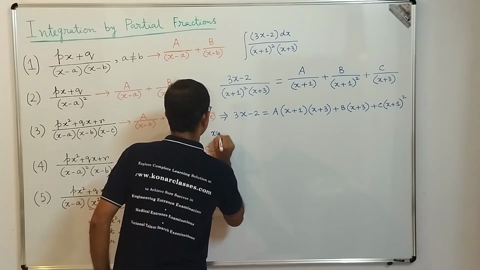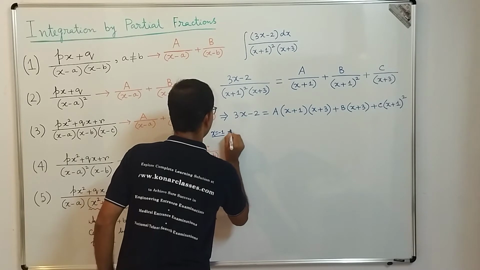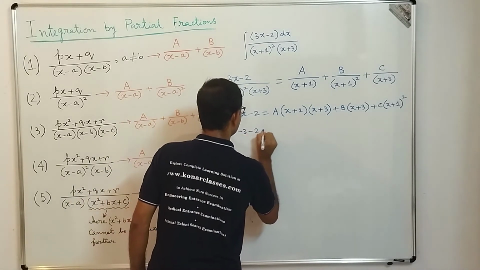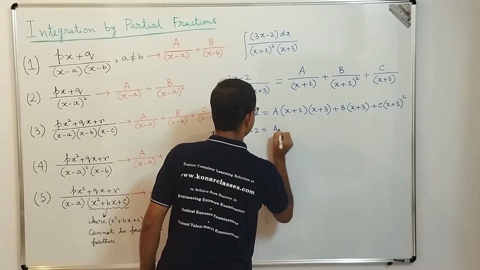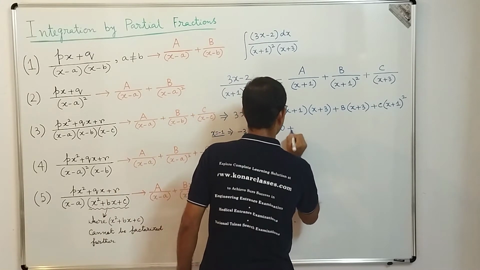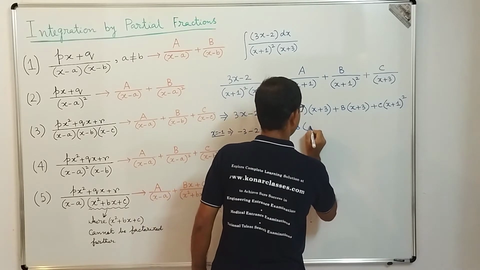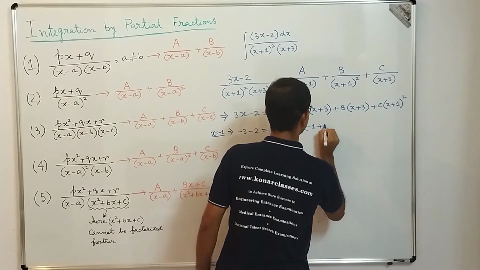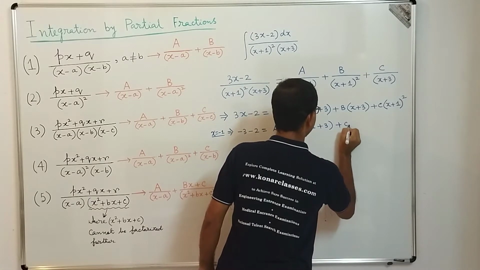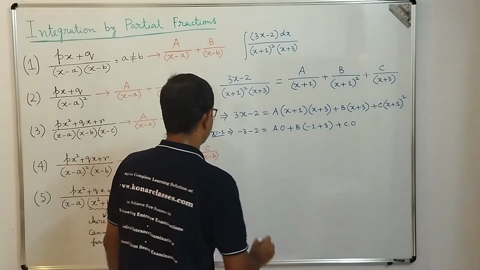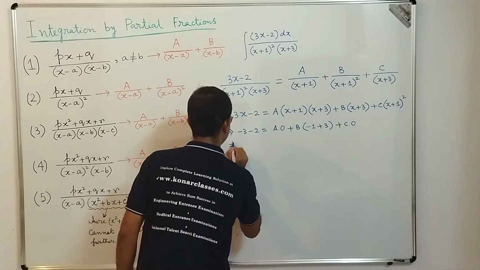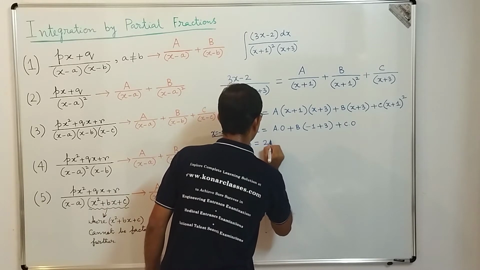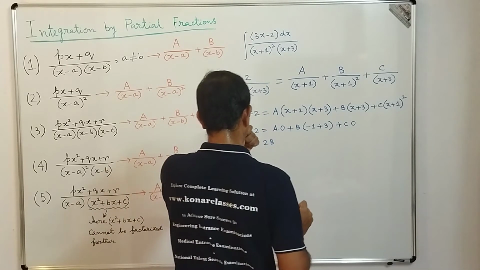So if we apply x equal to minus 1, then what are we going to get in the left hand side? 3 into minus 1 is minus 3, minus 2, that is equal to a into 0, plus b into minus 1 plus 3, plus c into 0. So from here what we get, dear students? We get minus 5 is equal to 2 into b, correct?